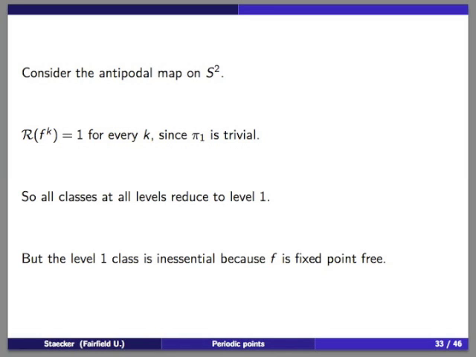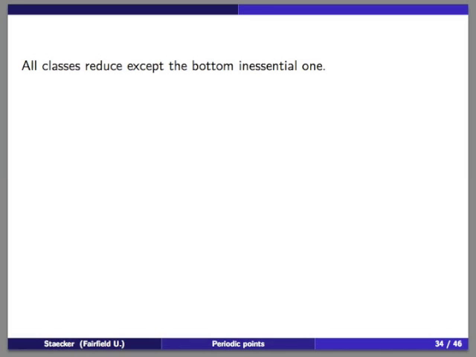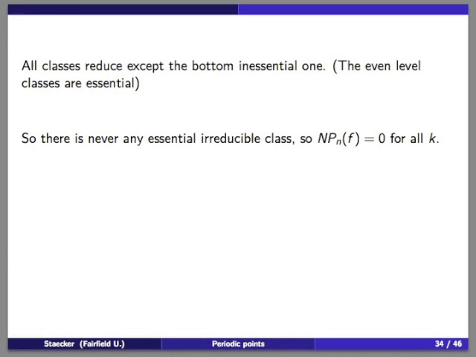They are all reducible, and they all reduce to the bottom level, which is inessential. All classes reduce except the bottom one, which is inessential. The even level classes are essential. That's not really important. So that means there are no essential irreducible classes, right? All the upper level classes reduce, so they're not irreducible. The bottom one is irreducible, but it's not essential. So on the whole, there are no essential irreducible classes, and so the NPN is always 0 for all n, I should say.